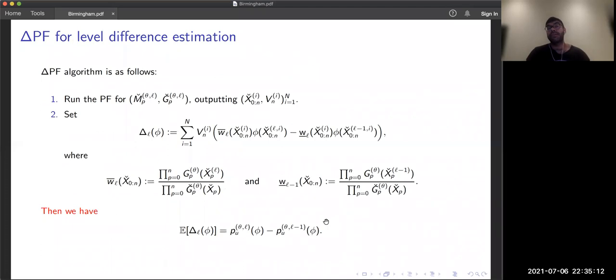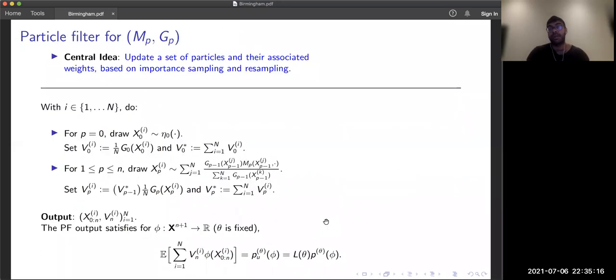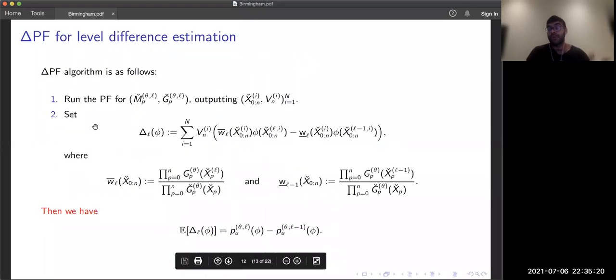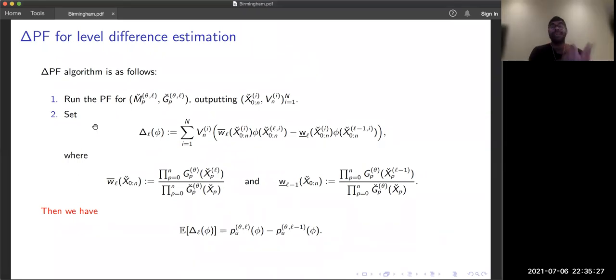So what we're going to consider is the particle filtering scheme for our coupling, which I've described here through the Markov transition kernels. We're going to label this particle filter the delta particle filter. Essentially, the delta particle filter follows pretty much exactly the same procedure as the previous method, the particle filter. As you can see, we have an output of a set of particles and an output of a set of weights.